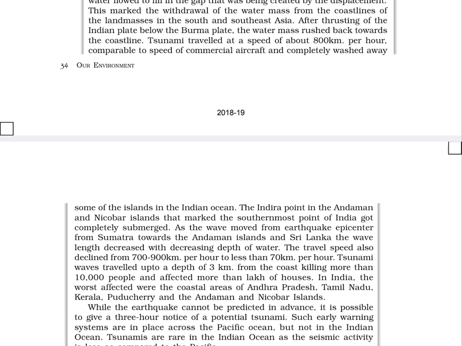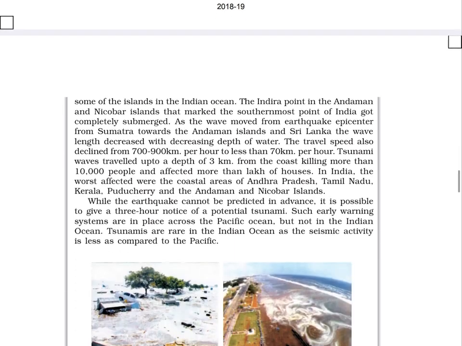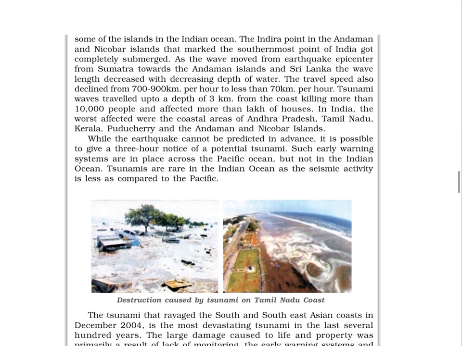Page 35. The Indira Point in the Andaman and Nicobar Islands that marked the southernmost point of India got completely submerged. As the wave moved from earthquake epicenter from Sumatra towards the Andaman Islands and Sri Lanka, the wavelength decreased with decreasing depth of water. The travel speed also declined from 700 to 900 kilometers per hour to less than 70 kilometers per hour.